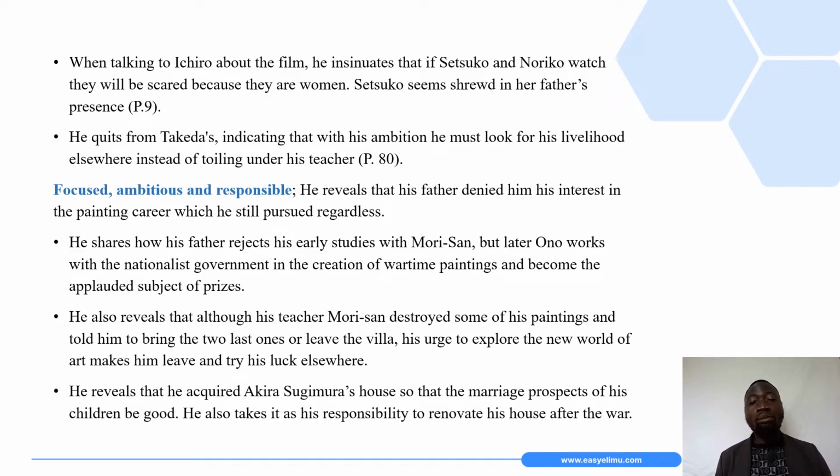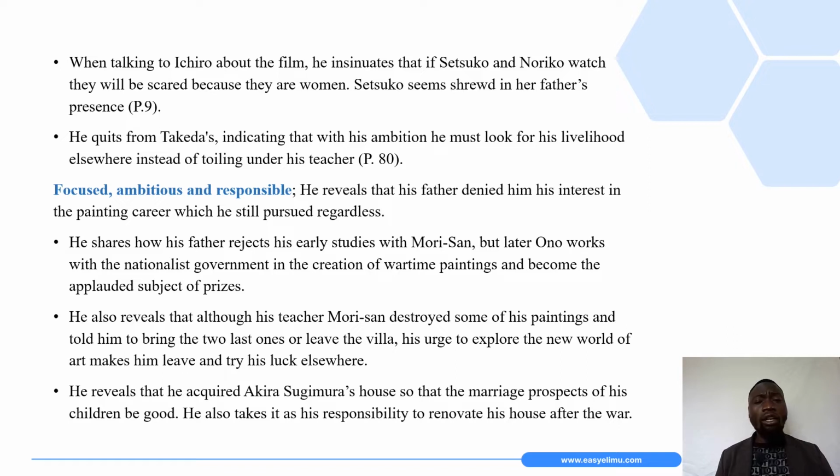Again, Setsuko seems shrewd in her father's presence. He quits from Takeda's, again indicating that with his ambition, he must look for his livelihood elsewhere instead of toiling under his teacher. Another thing about him is that he is focused, ambitious, and responsible.